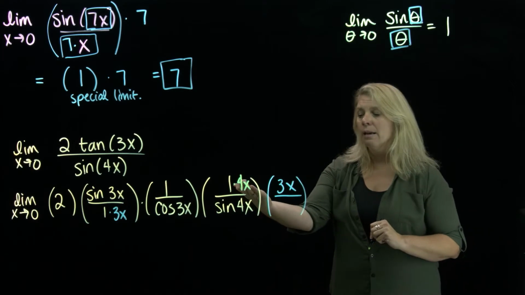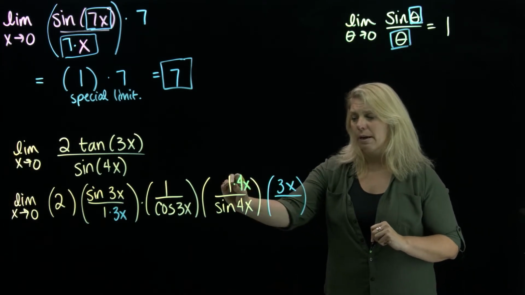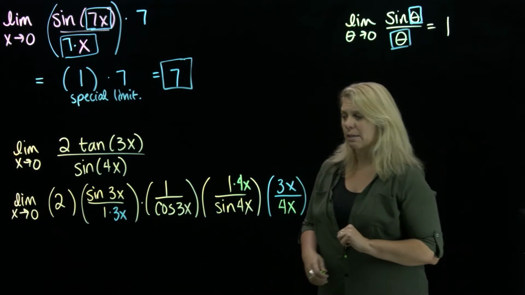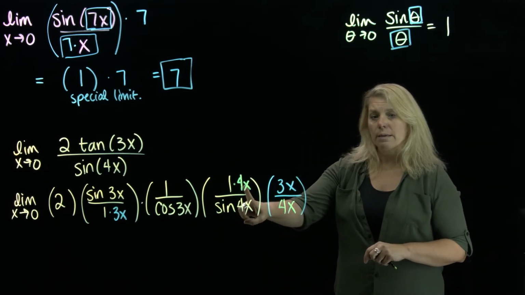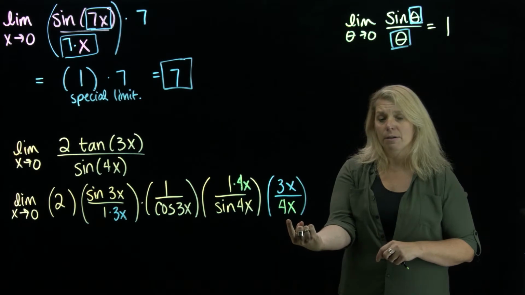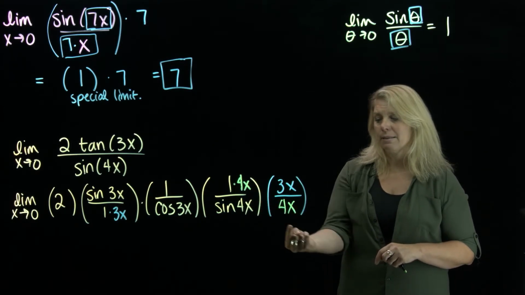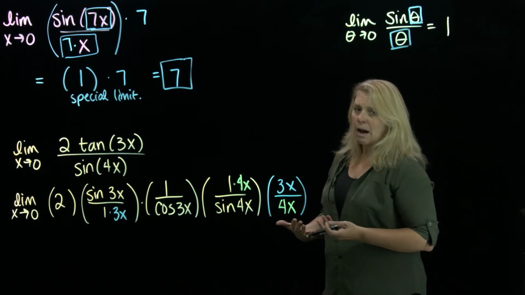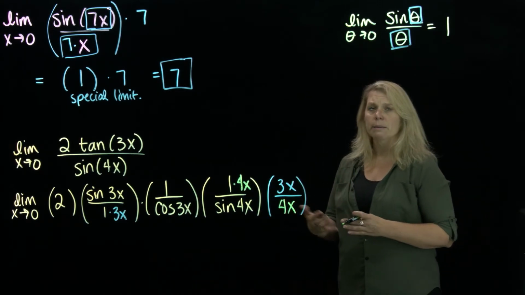And I can do that as long as I balance that. So multiplying on the numerator to balance that, I would multiply by 4x on the denominator. So this is what I wanted. And then this 4x that I have here is what I needed to balance what I did to get what I wanted.